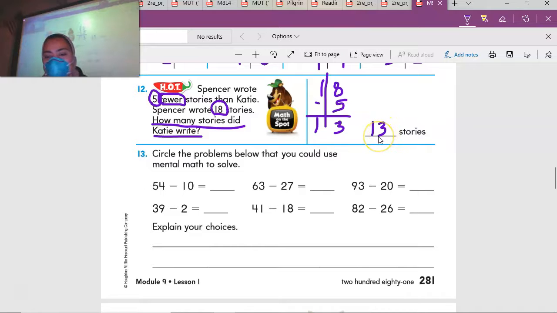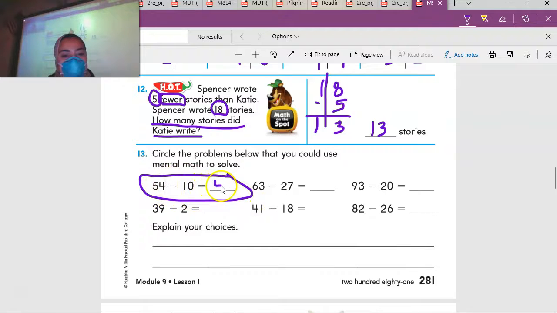That was an easy question. Circle the problems below that you could use mental math to solve. So the problems that you do not need to regroup, that you can just do in your head, we're going to circle. Can we do 54, take away 10 in our head? Yes, we can. We just take away 1, 10. What's 5, take away 1? 4. So 54, take away 10 is 44. You could do that in your head. You don't need a pencil or paper for that.